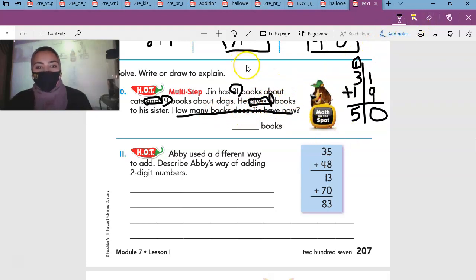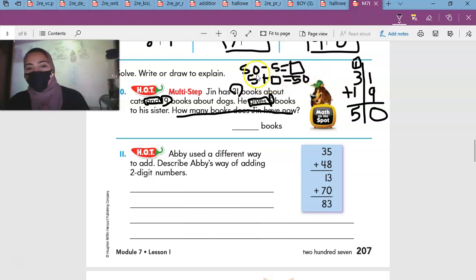So what's 50 take away 5? Very good. So you ask yourself, 5 plus what is 50? Or 50 take away 5 is what? What did we say it was? 45. Very good. So how many books? 45.